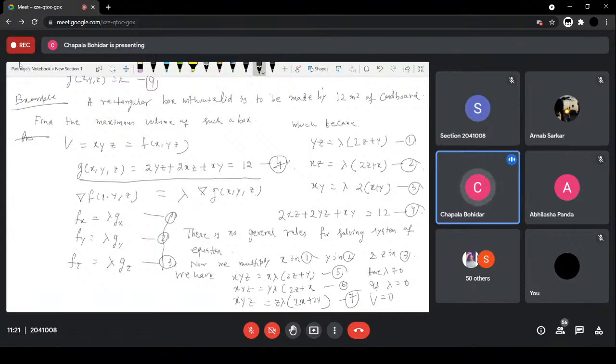Okay. So now from equations 1, 2, 3, if lambda is equal to 0, then the volume becomes 0, and if lambda becomes 0, then those values also become 0.